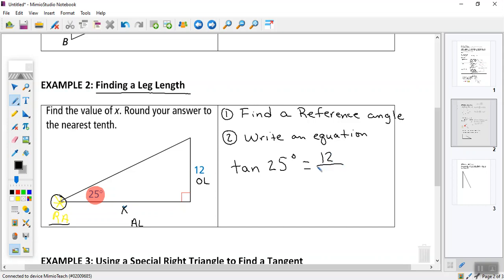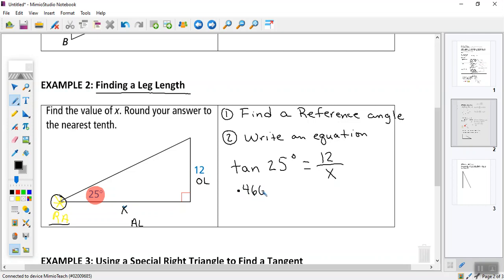Now, this is where things get pretty cool. Remember the example up above? It said, take your decimal out to 4 places. This is where your calculator comes in handy. Type in tangent of 25. That tangent of 25 is a trig ratio. It's going to give you some value. When you punch in tangent of 25 degrees, what does that kick out for you?